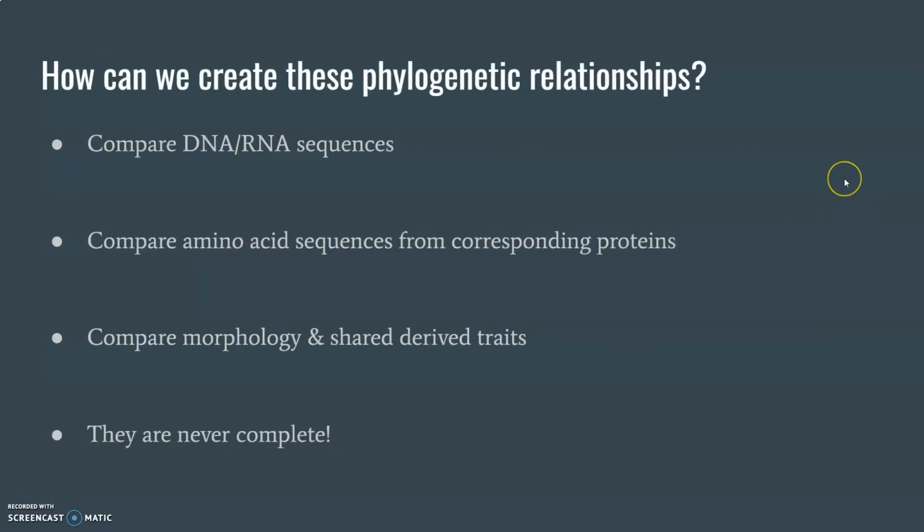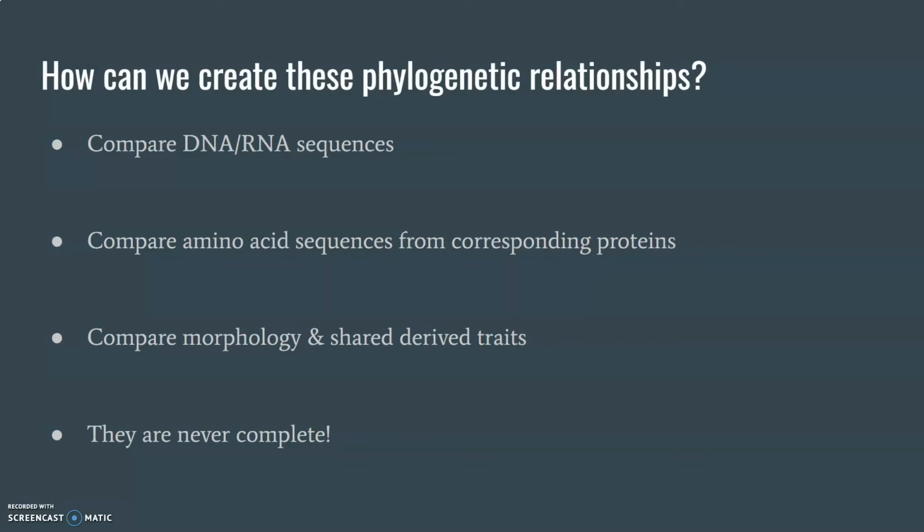But how do scientists make these phylogenetic relationships? How do scientists know? Well, they can know through a lot of means, but one way is by comparing DNA and RNA sequences. The more similar these sequences are, the more recently the organisms shared a common ancestor. They can also compare amino acid sequences of specific proteins, and the more similar they are, the more similar the gene sequence is, and thus more recently the organisms shared a common ancestor.